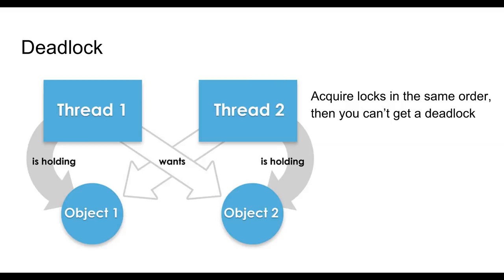So the best thing we can do is to prevent this situation. And the easiest way to do this is to acquire locks in the same order, and then there is a very small probability that we can get a deadlock.